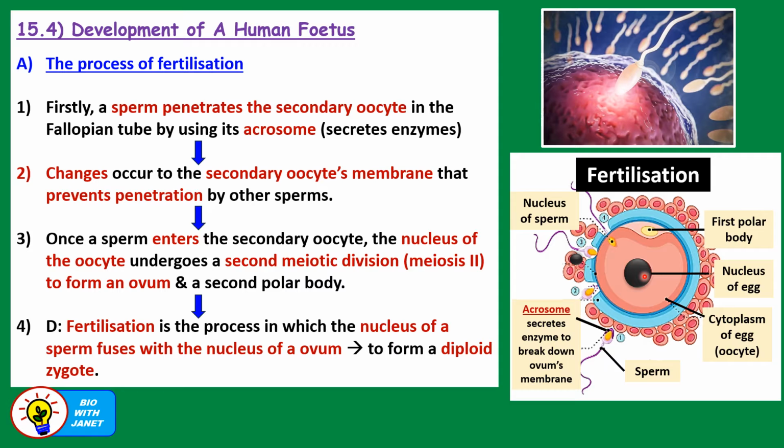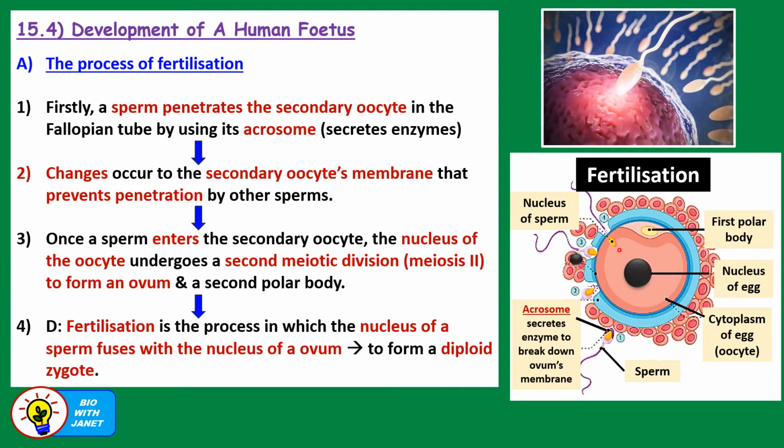Once the sperm enters the secondary oocyte, the nucleus of this oocyte undergoes a second meiotic division, that is meiosis 2, to form an ovum and a second polar body. This is not shown here, but another polar body will be formed, and then this secondary oocyte will become the real ovum, the female gamete.